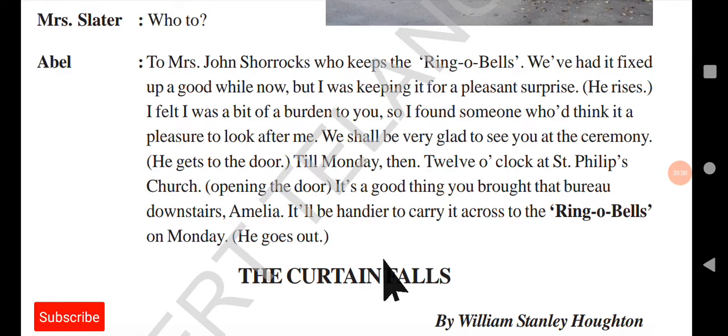So he goes to the door and he opens the door and says, okay, remember everyone, you all come to St. Philip's Church at 12 o'clock on Monday. And before he goes, he also thanks Amelia for bringing the bureau down, because on Monday he will leave from there and take all his things with him. It would be a little hard for him to bring the bureau down, so before he could bring it down, they had already brought it down. That's why he cracks a humorous joke there, and he leaves the house and closes the door. So here the curtain falls.